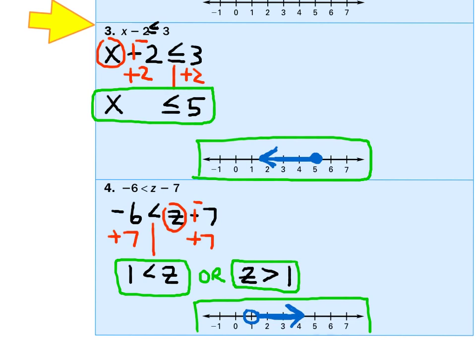And now, z can never ever equal 1, so I put that open force field, that open dot around the 1 to protect it. And then it's telling me to shade to the right. So I shade everything to the right. And notice, as long as the z is written first, this inequality, the is greater than, will match the blue arrow.